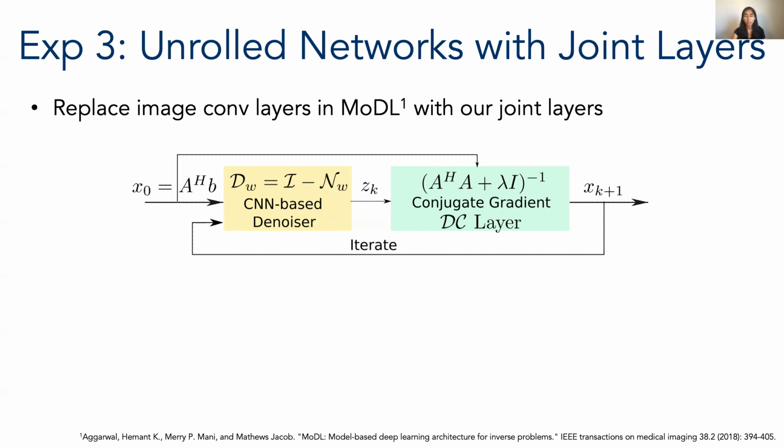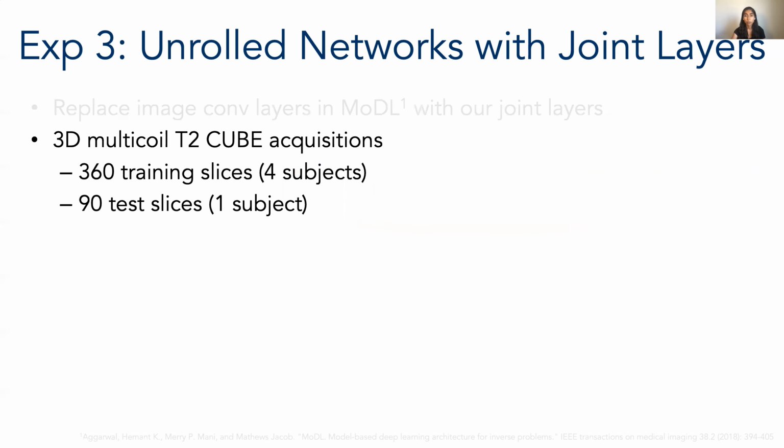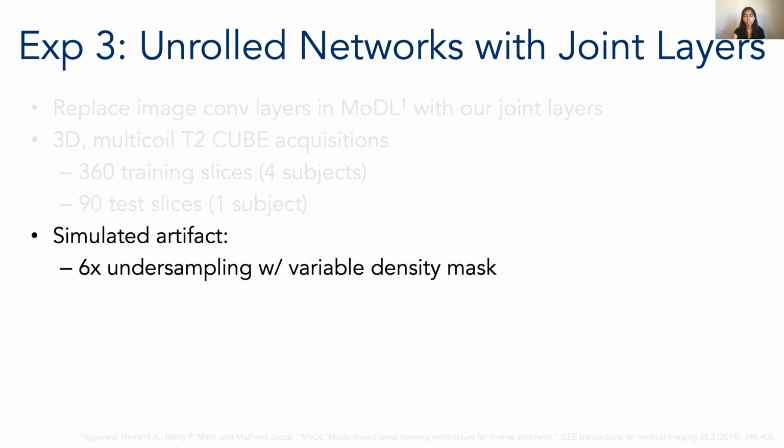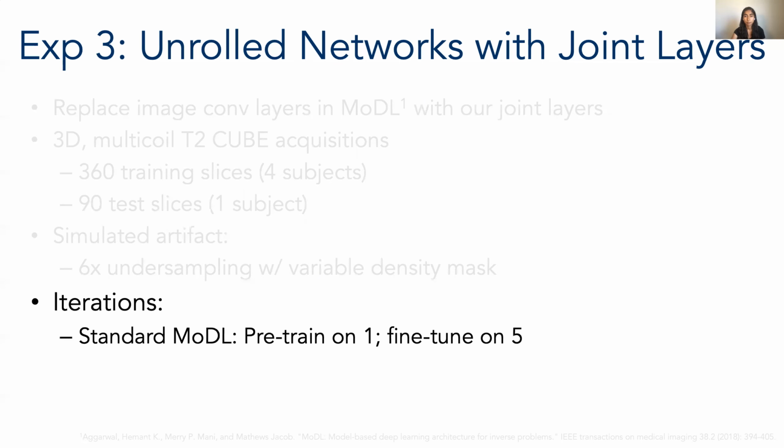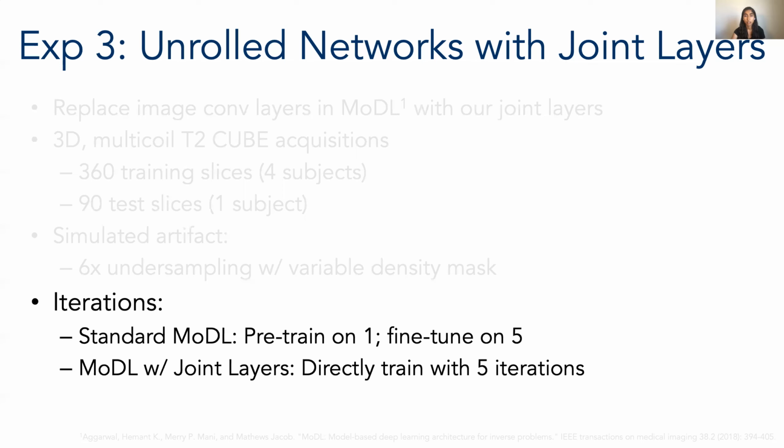In this work, we compare this standard MoDL setup with a version that replaces the image space convolutions with our joint layers. We run this experiment on the 3D multi-coil T2 cube images used to perform the original MoDL experiments. As in the original MoDL experiments, the data is undersampled with a variable density undersampling mask with acceleration factor 6. The original MoDL work notes significant training instabilities when training a network with 5 iterations. Instead, that work trains a network with 1 iteration and uses the learned weights to initialize a 5-iteration network, which is then fine-tuned. In contrast, when our joint layers are inserted into the MoDL network, we are able to directly train a network with 5 iterations.